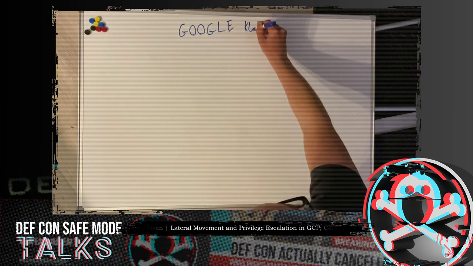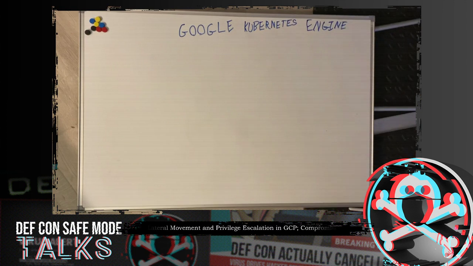As you might imagine, not having control or visibility into what your service accounts can or can't access comes with some challenges. And one particular place I think those challenges manifest themselves is in a multi-tenant Kubernetes environment. Google has a managed Kubernetes engine that's often shorthanded GKE.